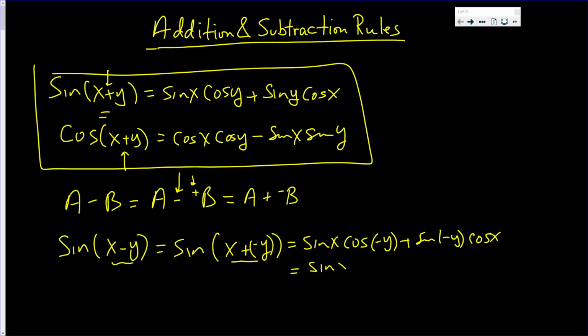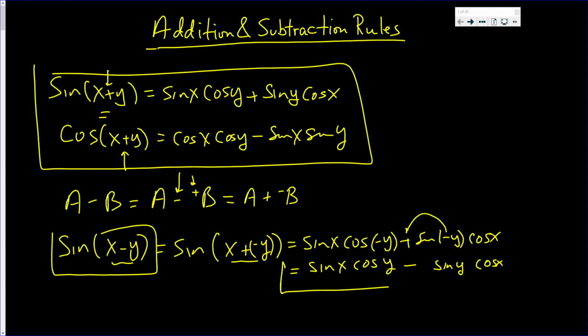Now the other thing you have to remember, and I'll even give you a way out of remembering this, is that cosine of negative y is just cosine of y. And cosine of x doesn't change, but the sine of negative y is negative the sine of y. This minus comes out in front. So, we have that this is equal to that. And we derived it pretty quickly.